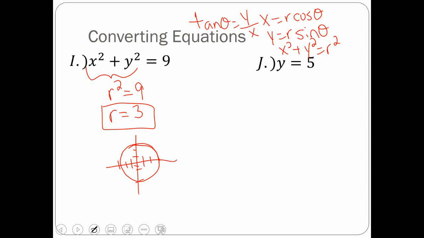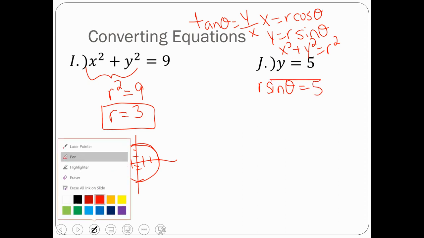So now we have this y equals 5. I would not try to use x's or anything, so I would use the r sine theta. R sine theta equals 5. Gotta erase that.